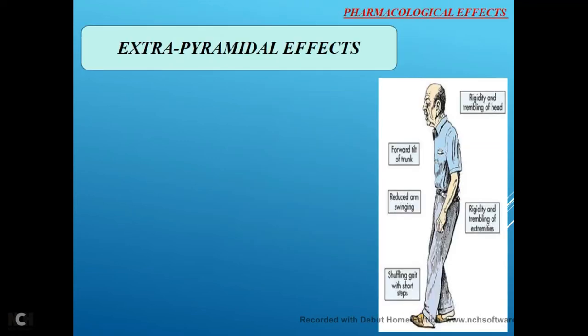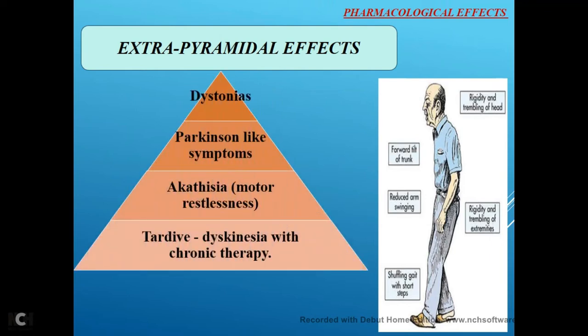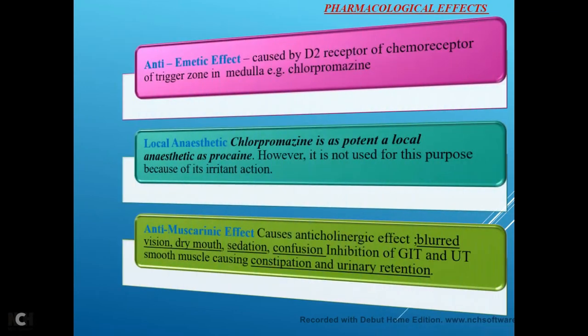Now the extrapyramidal effects. These are dystonia, Parkinson's-like symptoms, akathisia, and tardive dyskinesia with chronic therapy. Antiemetic effect is caused by blocking D2 receptors of the chemoreceptor trigger zone of the medulla; drugs like chlorpromazine produce this antiemetic effect. Chlorpromazine is also a local anesthetic as potent as procaine. However, it is not used for this purpose because of its irritant action.